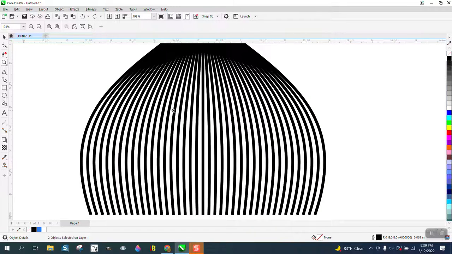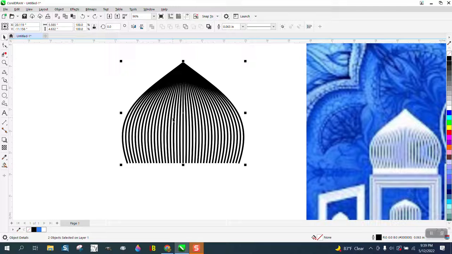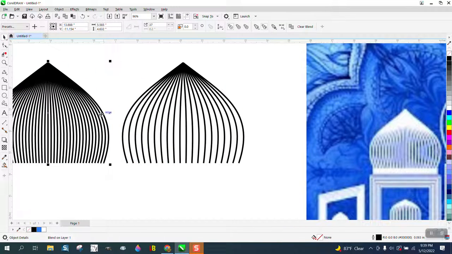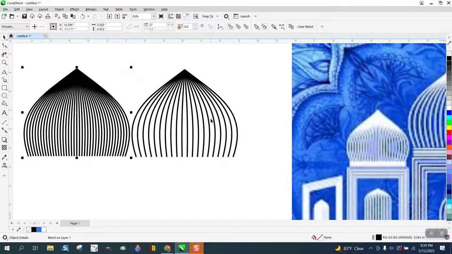You could have done it just by blending 37 times, but this way, if you didn't like it, you could start over and do something else. Anyway, just thought I'd throw that out there.